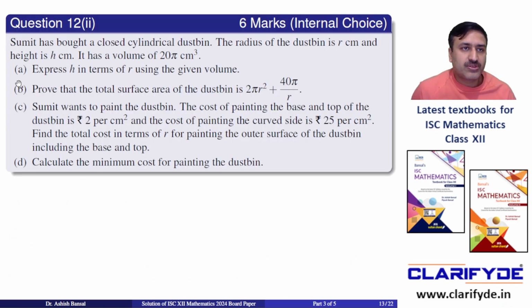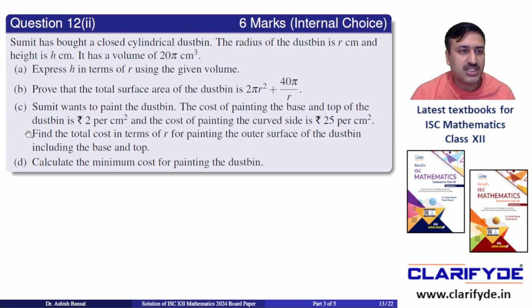Now, moving to question number 12, second part. We are given that Sumit has bought a closed cylindrical dustbin. The radius of the dustbin is r centimeter and height is h centimeter. It has a volume of 20 pi centimeter cube.